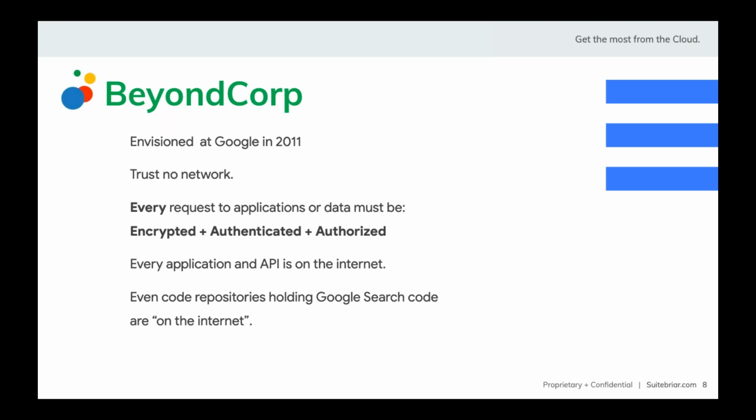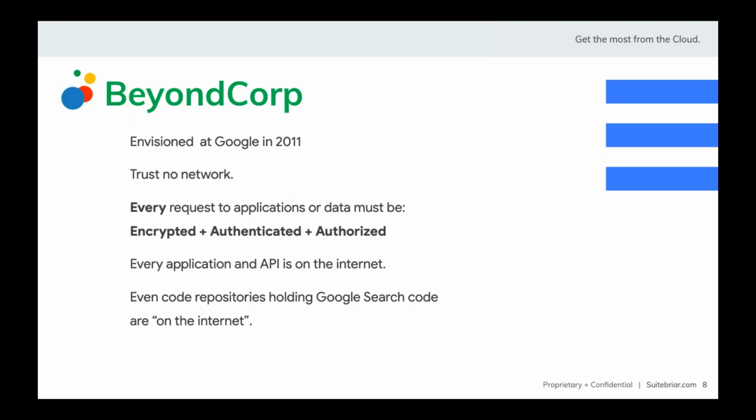So it adopts the methodology of trusting no network. Every request to applications or data must be encrypted, authenticated, and authorized. And Google even has every application and API on the internet. And I'm sure most of you as well. So one last thing to keep in mind is that even Google search code is on the internet. So everything has been moved to the cloud, and that's how cloud identity comes into play to be able to securely allow this sort of access.